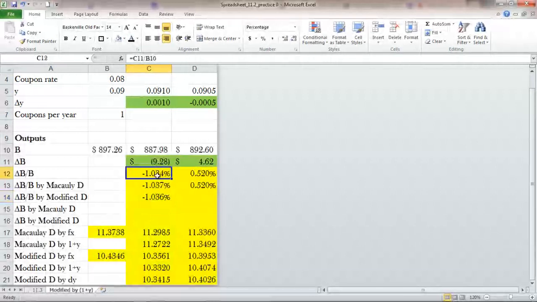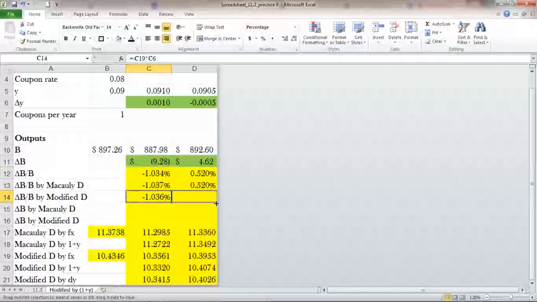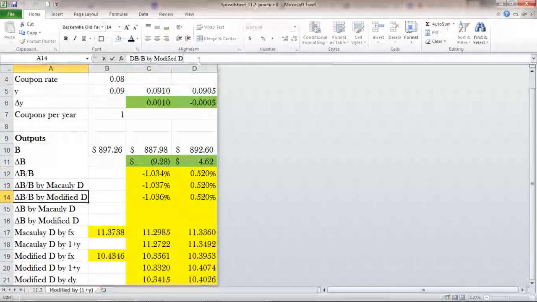Modified duration or Macaulay duration, quite close. And when I actually did the percentage change in price, it's close. The difference is 1/100th of a percentage point. Now I drag it to the right, and yeah, so got the percentage change in price by modified duration.